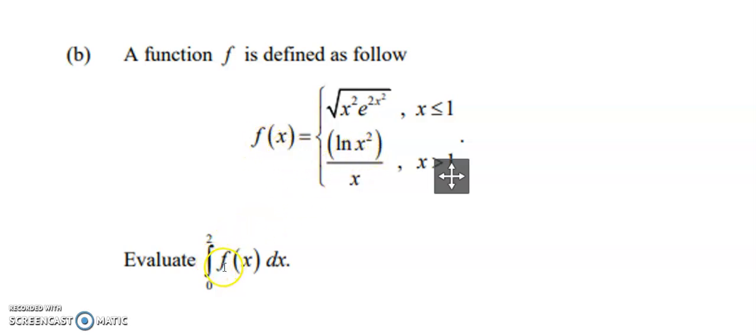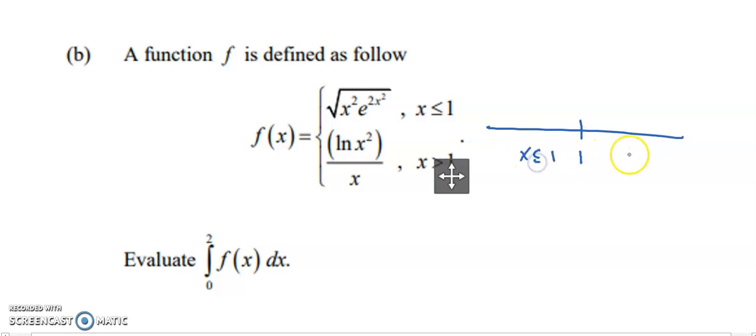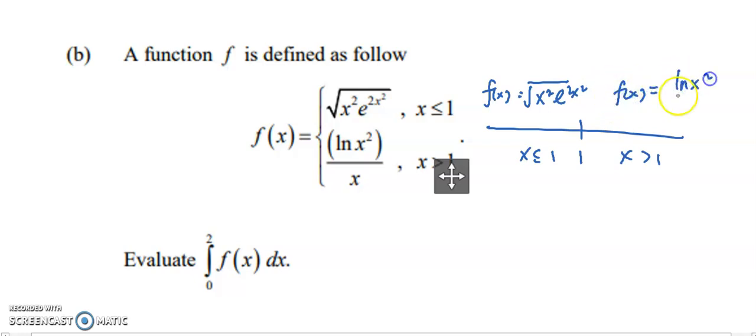For this question, this is the piecewise function given. You need to integrate from 0 to 2. From here, we can analyze this function a bit. This function is defined on different intervals. The first is for x less than or equal to 1. Second is x greater than 1. When x is less than 1, f(x) is defined by the square root of x squared e to the x squared. And for x greater than 1, f(x) is defined by (ln x) squared over x.